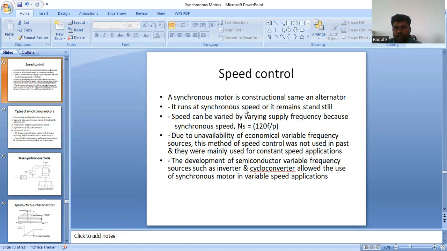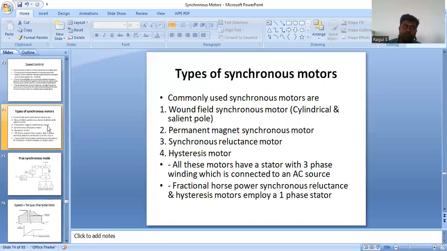But nowadays, the development of semiconductor variable frequency sources such as inverters and cycloconverters allows the use of synchronous motors in variable speed applications. For that purpose, we generate different gate pulses for the power semiconductor devices. Through that we vary the voltage or current, and then we can vary the speed easily. Here, some types of speed control techniques are available.